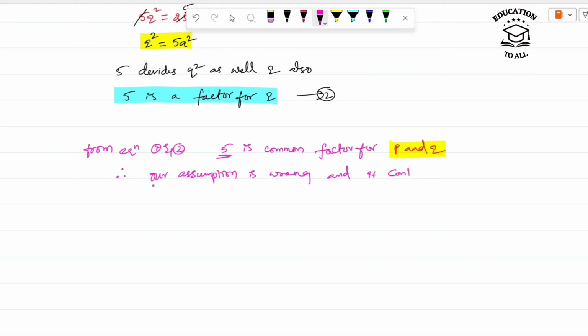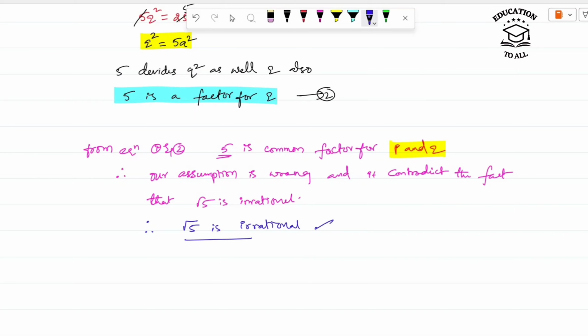It contradicts the fact. What is the fact actually? Root 5 is irrational. I can conclude that therefore root 5 is irrational. It is a correct statement actually. Got it?